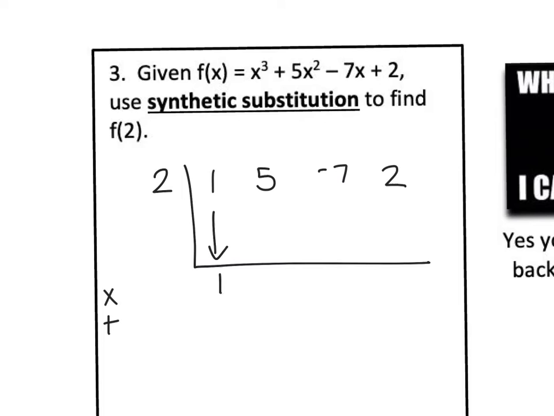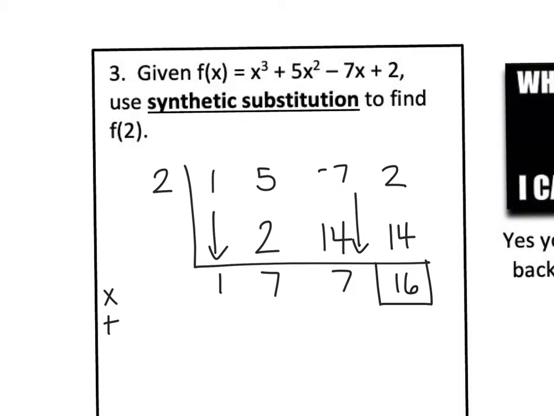Bring down my 1, multiply by 2, and add. 5 plus 2 is 7. Now I'm back to multiply. I take 2 times 7, which is 14, and I add, which is 7. Now I'm back to multiply. 2 times 7 is, again, 14, and I add, and I get 16. And this is my remainder. So we learned that f of 2 was equal to 16.